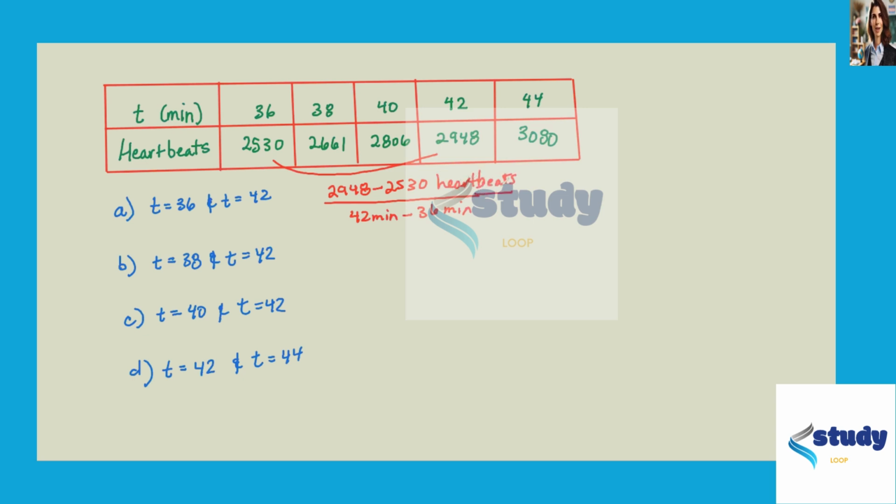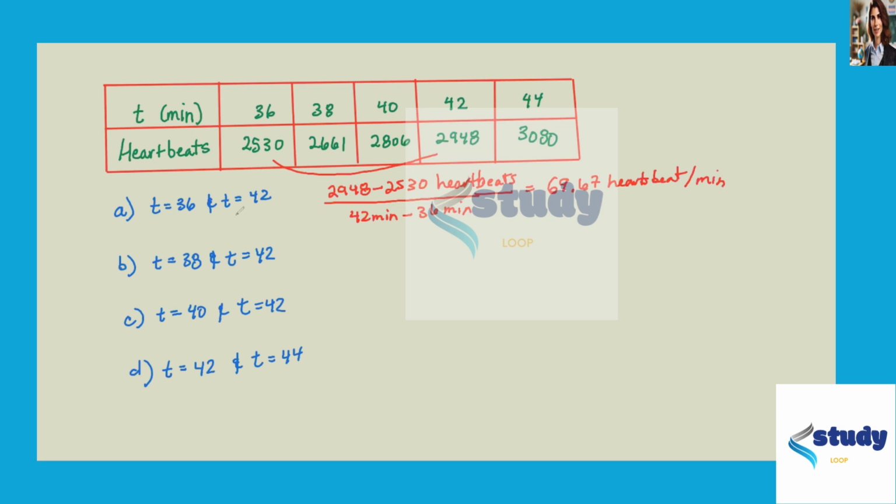Okay, so rise over run, heartbeats per minute. So let's get that numerical value. Let's plug it in our calculator. So 2948 minus 2530. We'll divide by 6, which is the difference in minutes. And we get a heart rate of 69.67 heartbeats per minute.